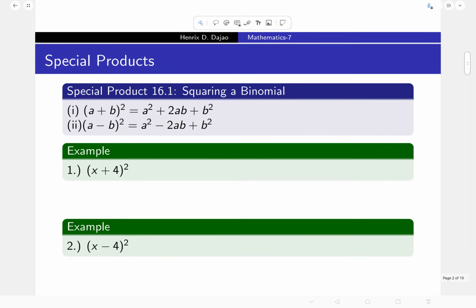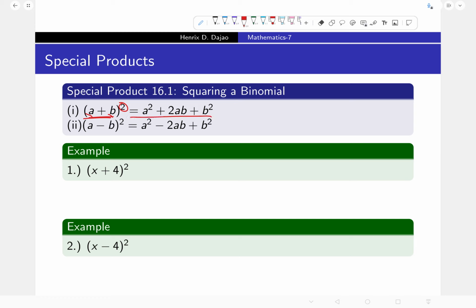So here we have the first special product. This is called squaring a binomial. As you can see, we are going to square a binomial. So this one is a binomial, and we're going to square that one. According to this special product formula, this is just equal to a squared plus 2ab plus b squared.